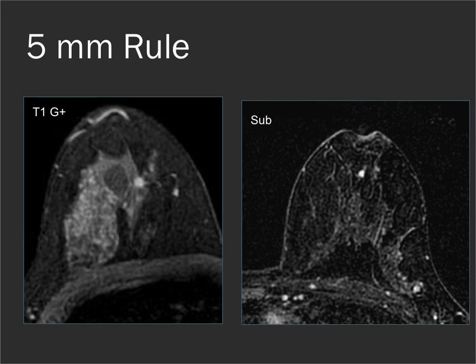So here are two separate lesions, two different patients. The one on the left was a cancer and the one on the right was just fibrocystic change. So what's the difference between them? They both actually had plateau type kinetics. This one has spiculated margins, whereas this one is smaller and it's round and smooth, and this one did actually get biopsied but was just benign.